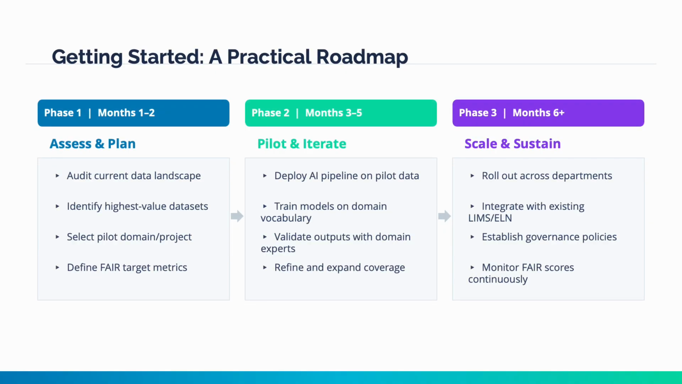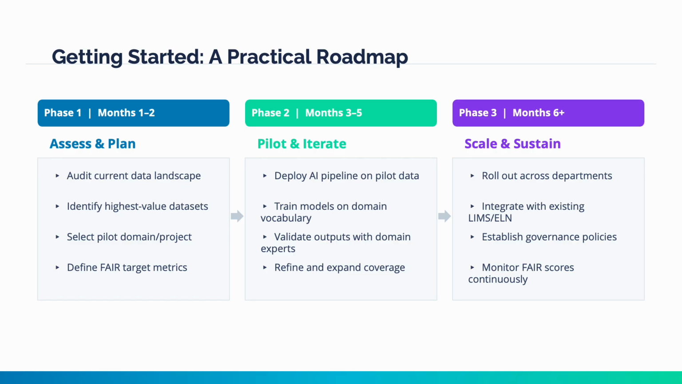So how do you actually get started? I recommend a three-phase approach. Phase 1 spans months 1 through 2. This is your assess and plan phase. Audit your current data landscape. Identify your highest value datasets. Select a pilot domain or project, and define your target compliance metrics.